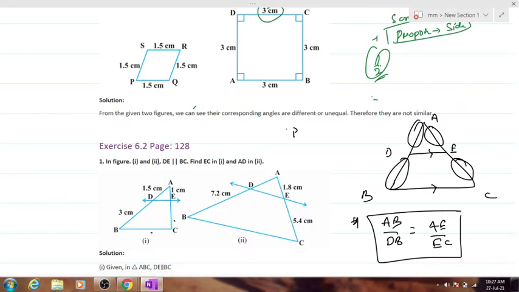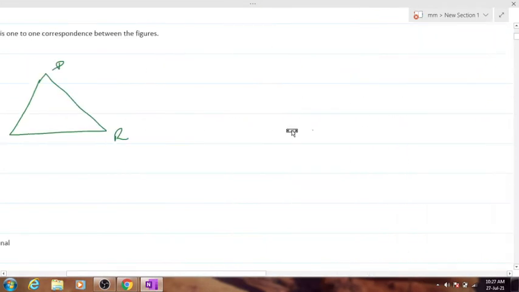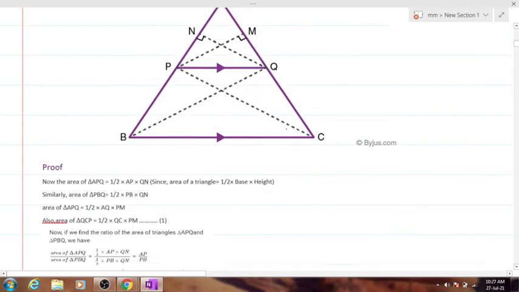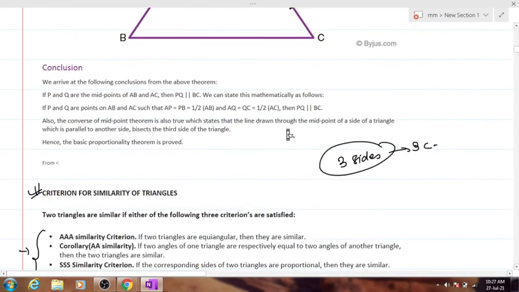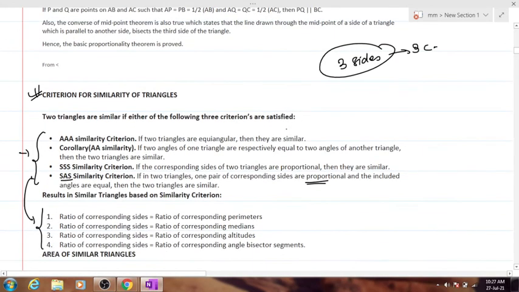Sir, can you show the last point in that ratio of corresponding sides? Last one might be the angles. Yeah, angle bisector. Okay, sir.